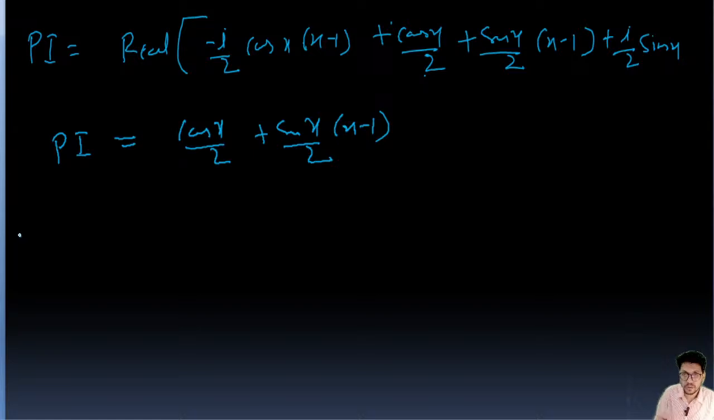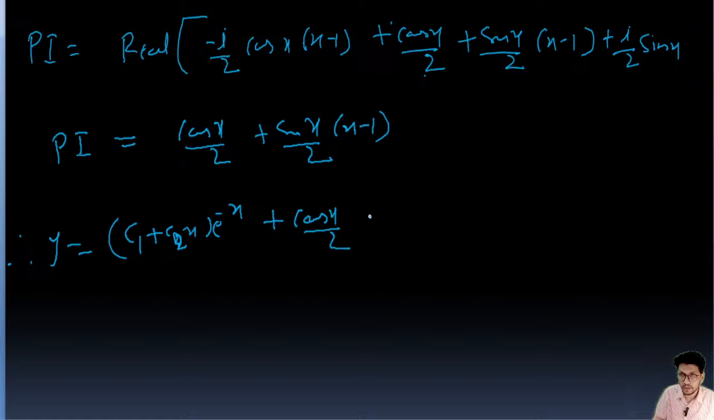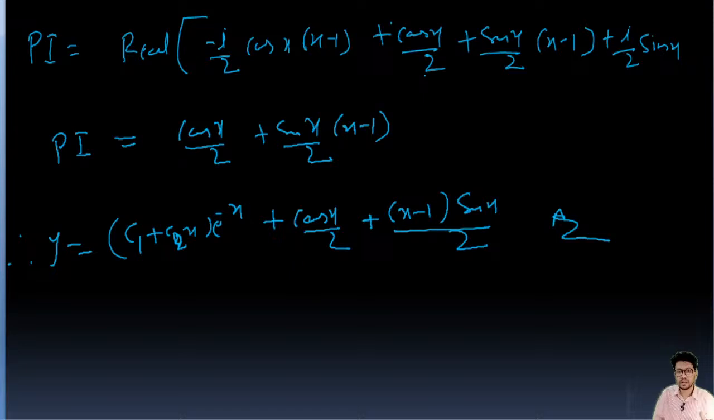So therefore y is going to be c1 plus c2 x, e to the power minus x, plus cos x by 2 plus x minus 1 sin x by 2. This is the answer, guys. So there is a little bit of calculation in this question. So those are differential equations.